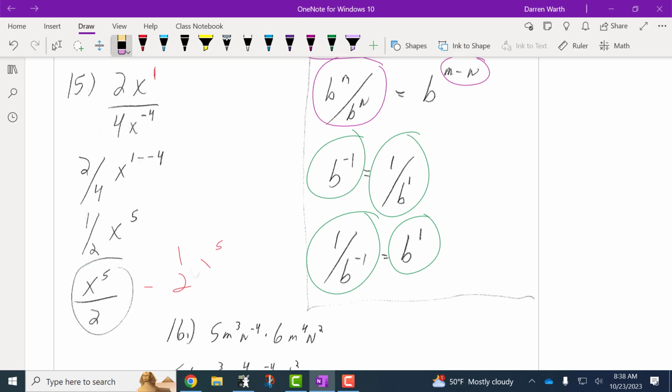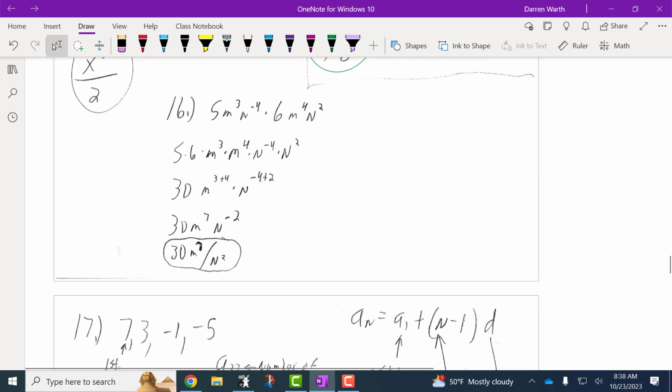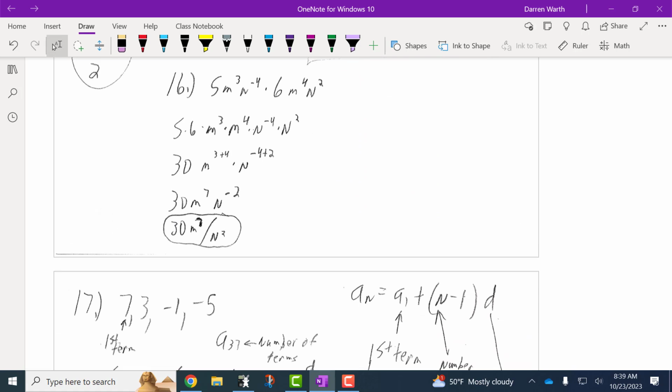So now on our next exponential problem, dealing with our exponents, you're going to notice on number 16, it says we got 5 m to the third n to the negative 4. Then we've got times 6 m to the fourth n squared. So again, do your numbers separately. So I got 5 times 6, and 5 times 6 equals 30. Okay, now I'm going to deal with my m's.